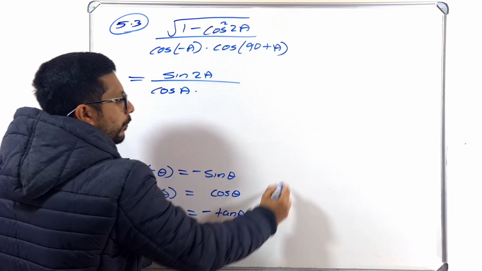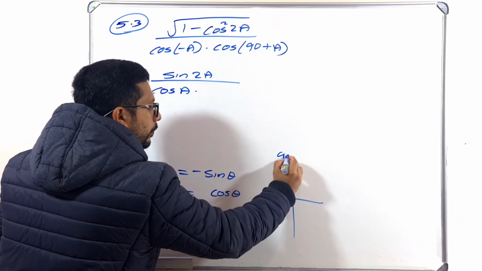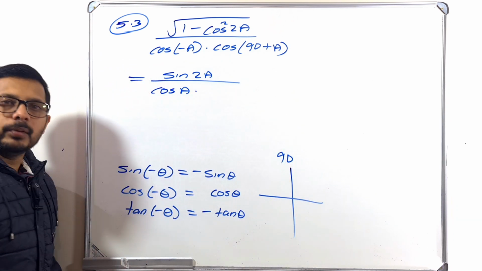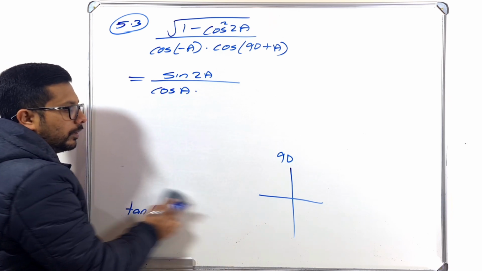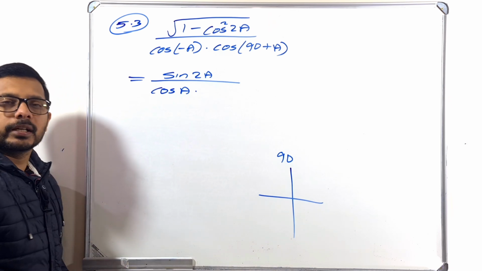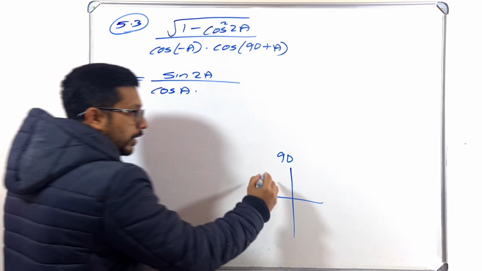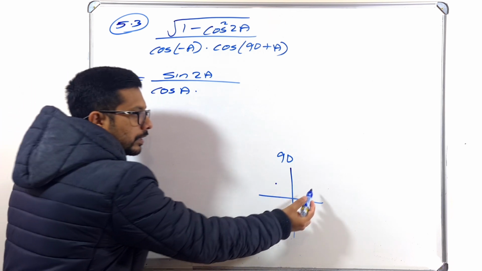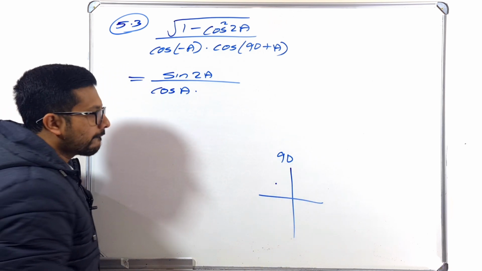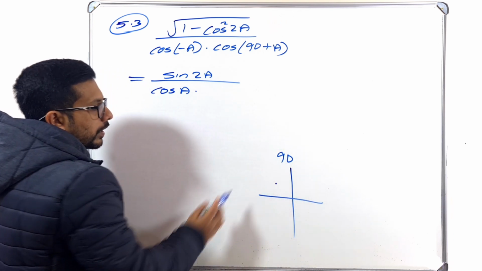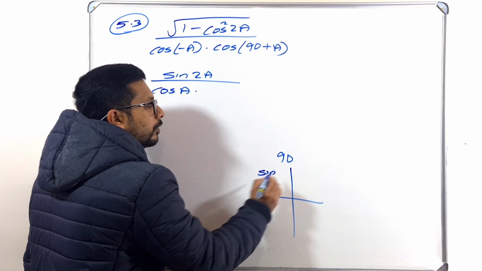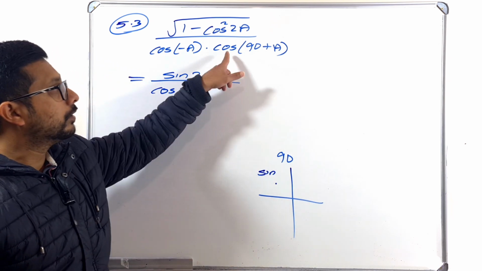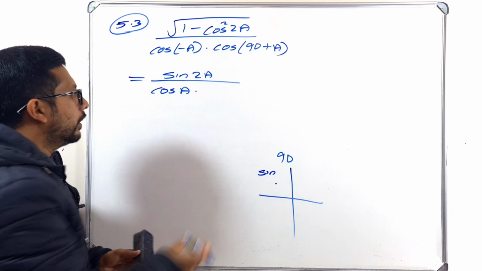Cos of 90 plus a. 90 plus a is in which quadrant, guys? Is it in the first quadrant or second quadrant? 90 plus means it's on the second. Here it is 90 minus a. Okay, 90 plus a, second quadrant. In the second quadrant, what is positive? Sine is positive. Here what? Cos. So it is negative.